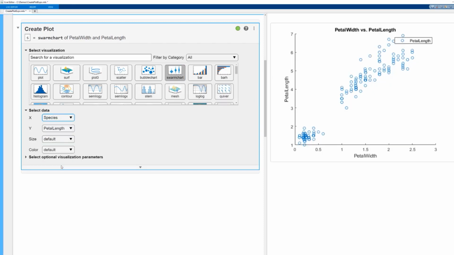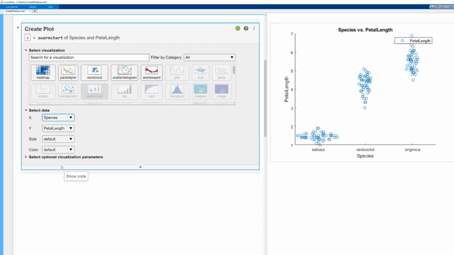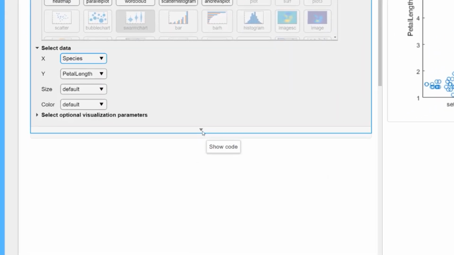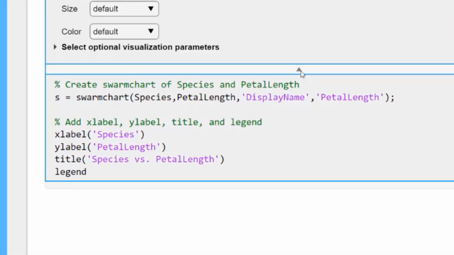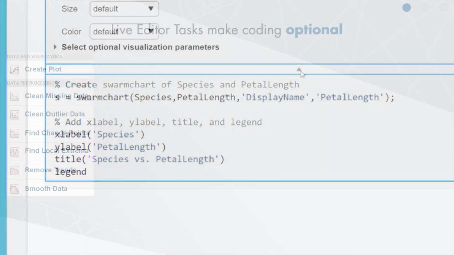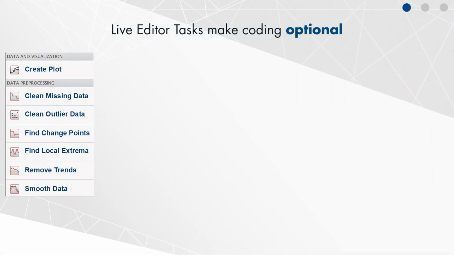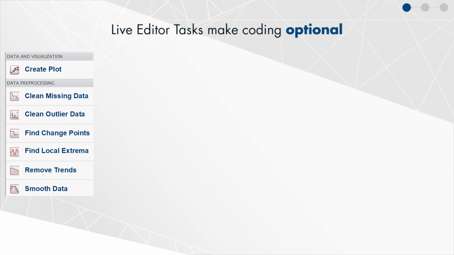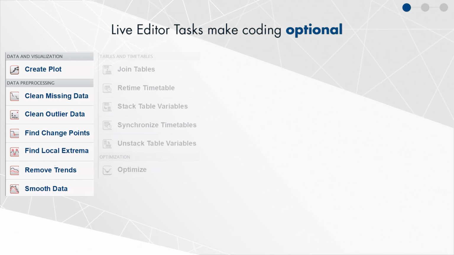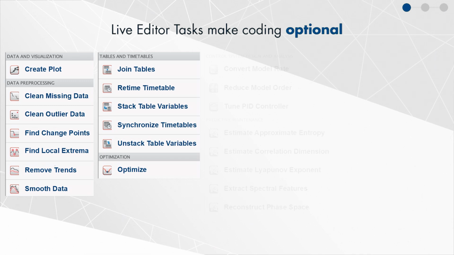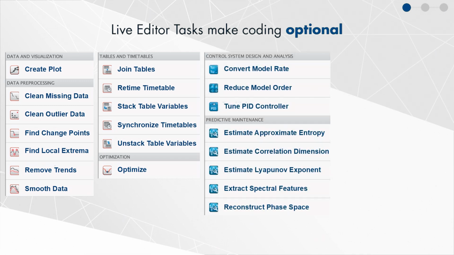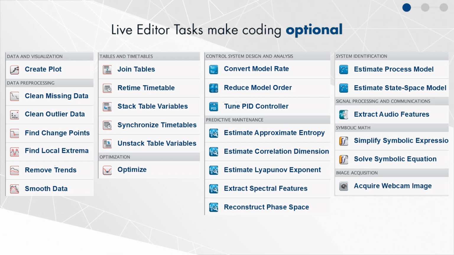Now, this is a really great way to try many different plots quickly. Available options are displayed right in the task. So you can do all this without writing code. But when you need it, the code is automatically generated for you. This allows you to replicate and automate your work. So you're programming, but without the coding. There are over 24 live editor tasks available for data preprocessing, working with tables and timetables, control system design and predictive maintenance, and a number of others, all designed to help you focus on your work and not the code needed to get answers.